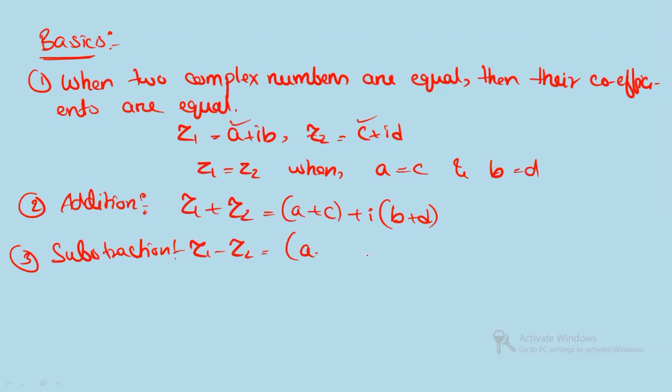You will just write a minus c plus i(b minus d). You can do here and c also. a plus ib minus c, this will become minus id. So these two will come: a minus c plus i, you take common. This will give you what? b minus d. So this is very simple. So this is how you can add, subtract, and say two complex numbers are equal.